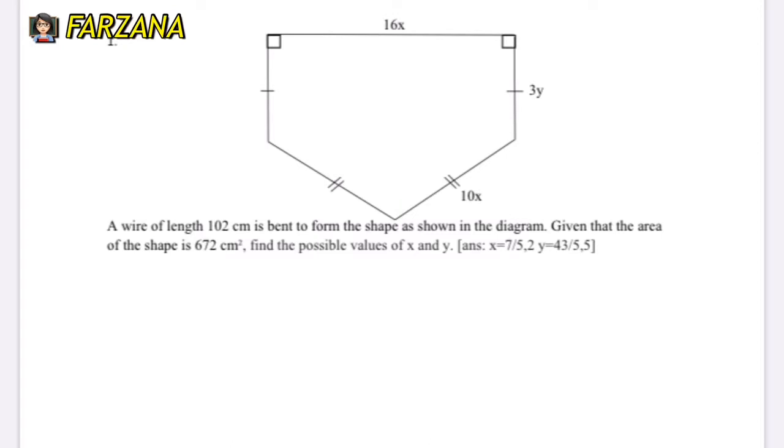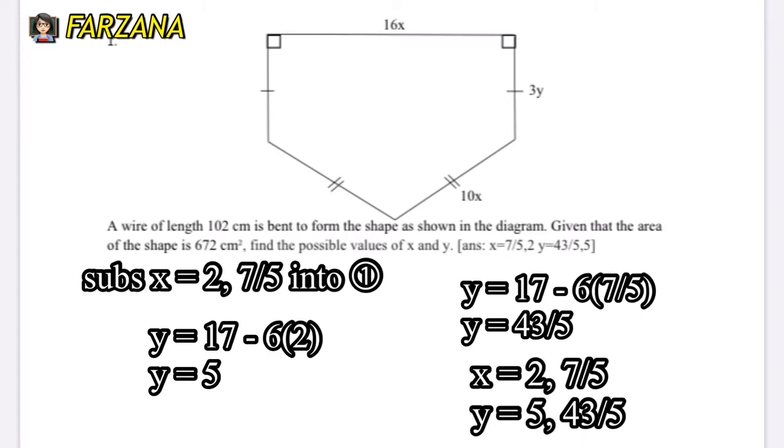The last step is very simple, which is to just substitute all the values of x into equation 1. And there you go, the answer for y is 5 and 43 over 5.